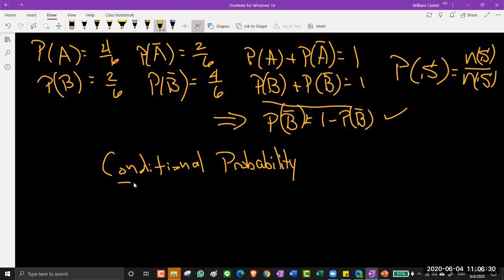So how many people have studied this before? Let's see. Raise your hand, wherever you raise your hand, if you studied conditional probability before.